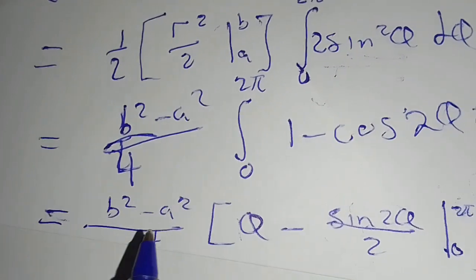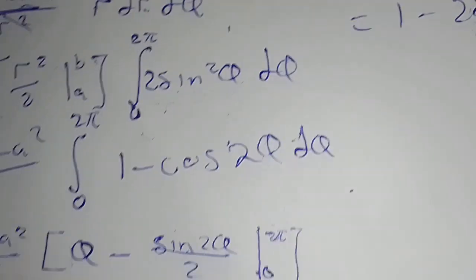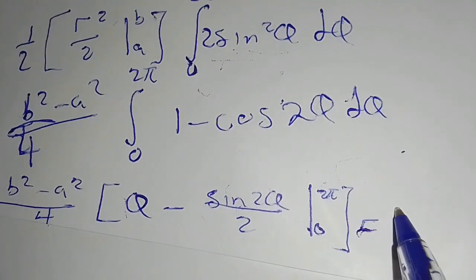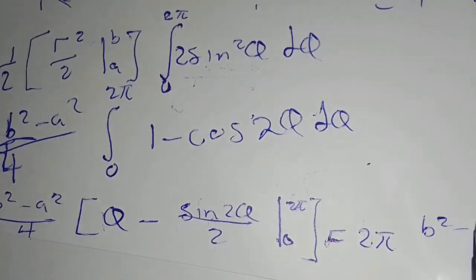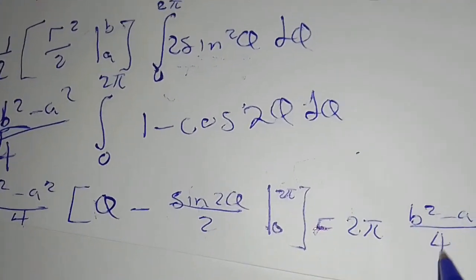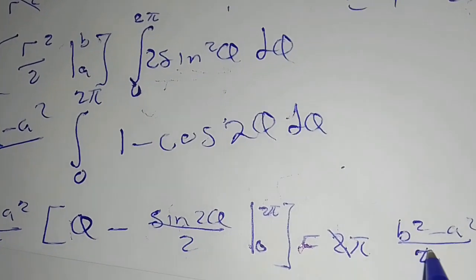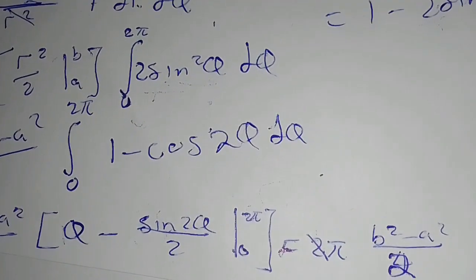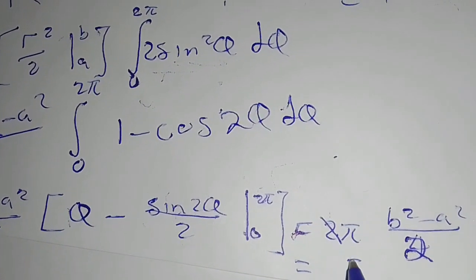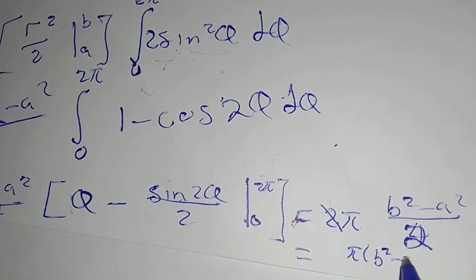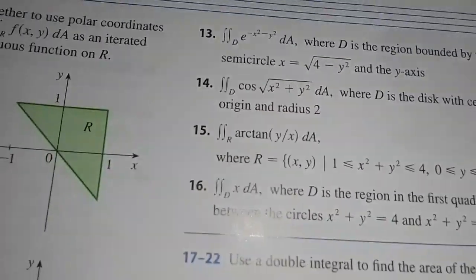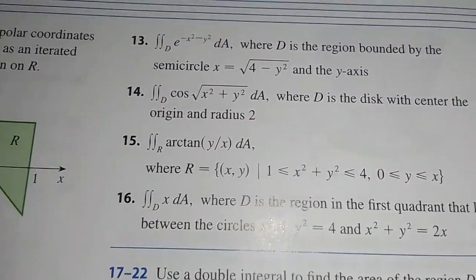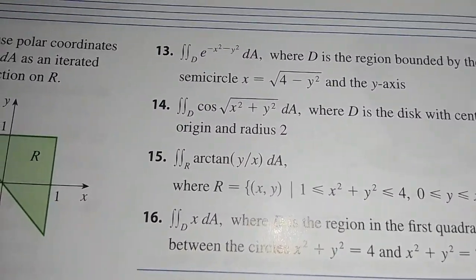So the solution to this thing is going to be 2 pi multiplied by b squared minus a squared over 4. Then this 2 will take out a 2 from here, so you have a 2. So you're just going to have your answer being pi into b squared minus a squared all over 2. So that will be the solution to number 12. You can look at number 13 as well, but now you know polar coordinates, so it's just going to be that.